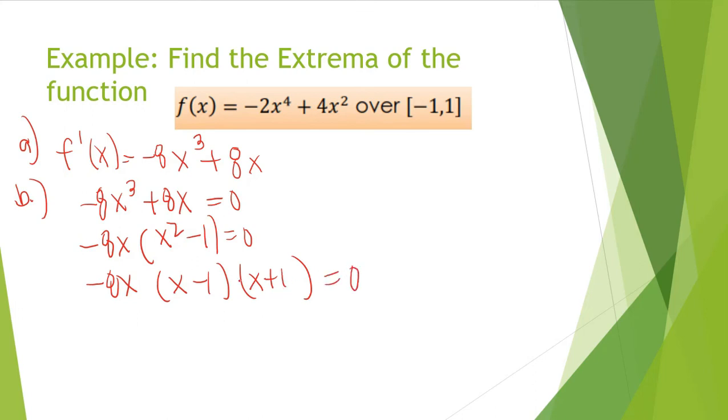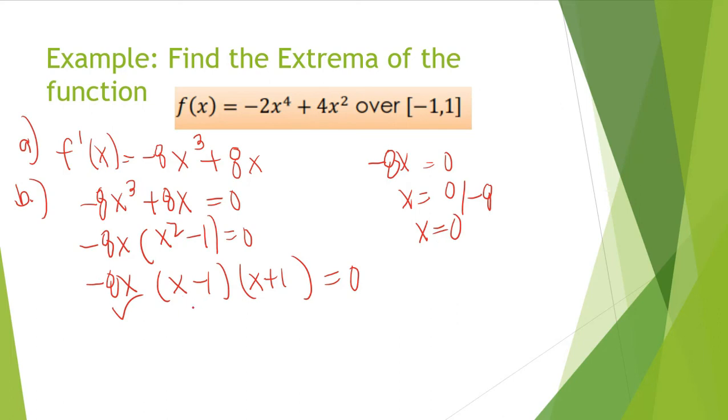Now we can get the value of x. So for the first one, negative 8x, we equate it to 0. So x is equal to 0 divided by negative 8. x is equal to 0.